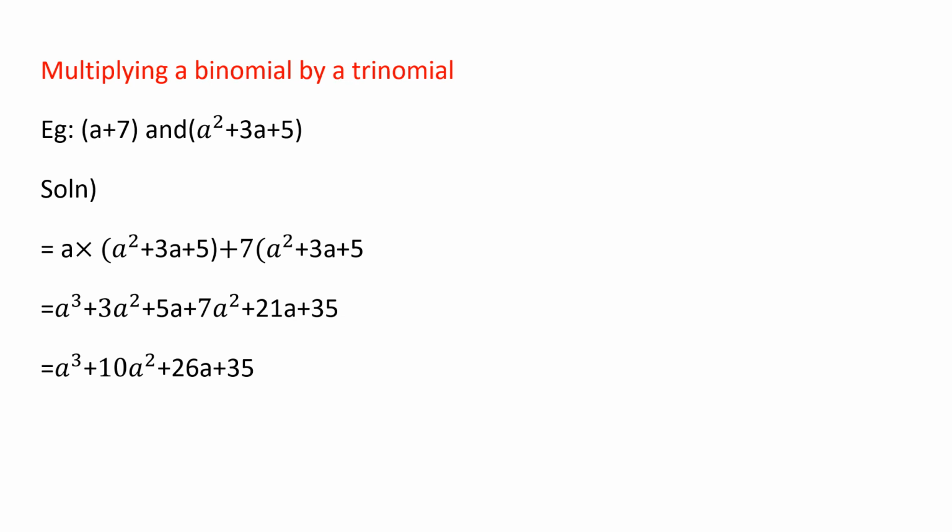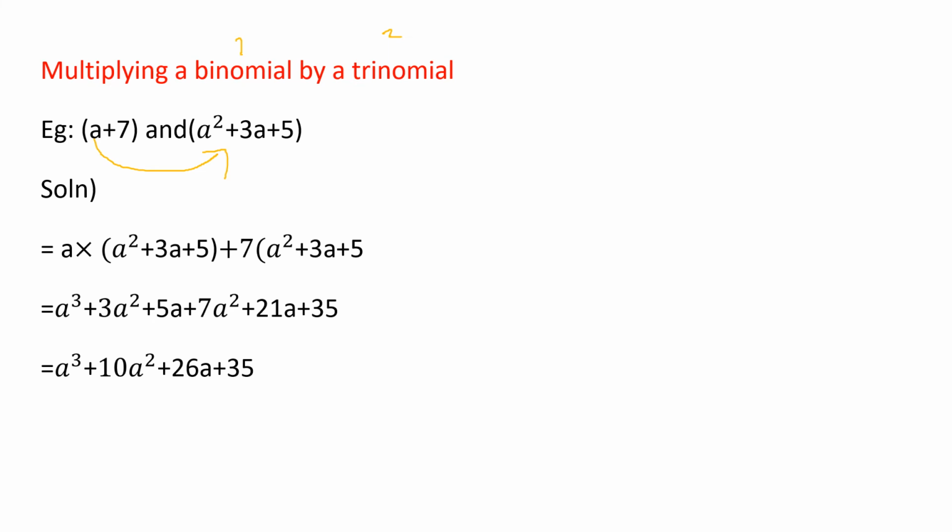Okay, children. Next you are going to multiply a binomial by a trinomial. Binomial means 2 terms, trinomial means 3 terms. So a plus 7, you're going to multiply with a square plus 3a plus 5. So here also you will multiply with a. First you will multiply a with this term. Next 7. Look at here. A into a square plus 3a plus 5, then plus 7 into the term.